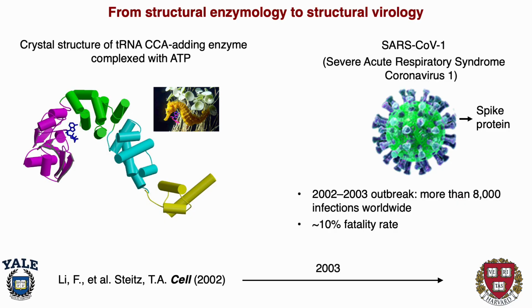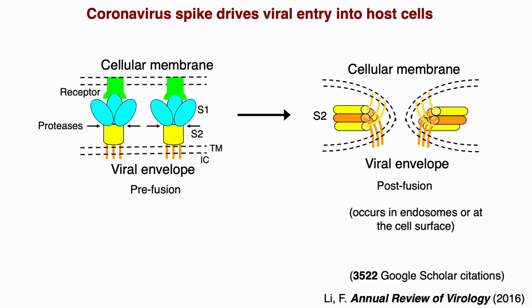Because the spike protein on the virus surface drives viral entry into host cells, I began to study the structure and function of the SARS-CoV-1 spike protein. This launched my career in coronavirus entry. The spike protein is a homotrimer on the virus surface. It contains 3 copies each of a receptor binding S1 subunit and a membrane fusion S2 subunit.